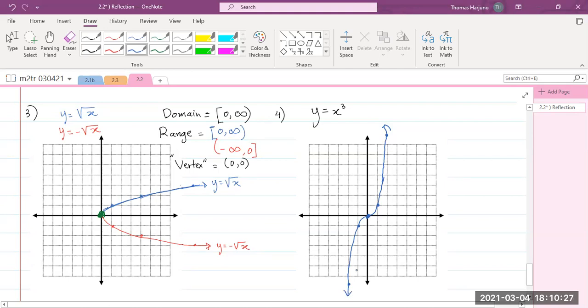Okay, it has origin symmetry. The domain is all real numbers. Actually, as long as it is a polynomial, the domain will be all real numbers. Now, in this case, because it is to an odd power, 3, the range will also be all real numbers. But it has a vertex 0, 0, which is also the point of symmetry.